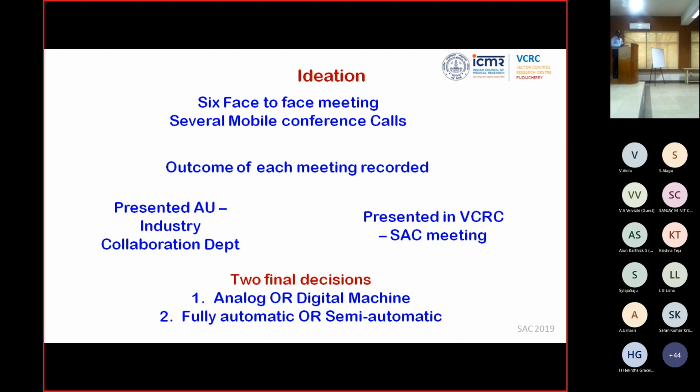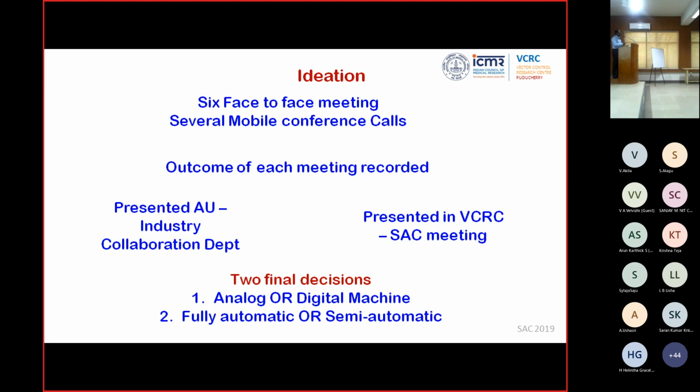So what did we do? Initially we had six face-to-face meetings with all the experts, and subsequently several conferences on mobile phone. Every idea and every discussion was recorded by a common person who is an analyst. Subsequently we discussed in two expertise groups: one is the Anna University Industry Collaboration Department, and the other is the Scientific Advisory Committee of the Vector Control Research Center.